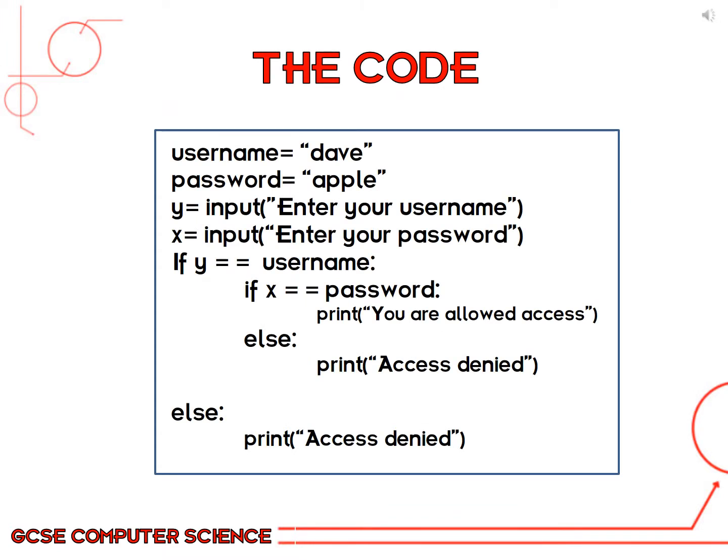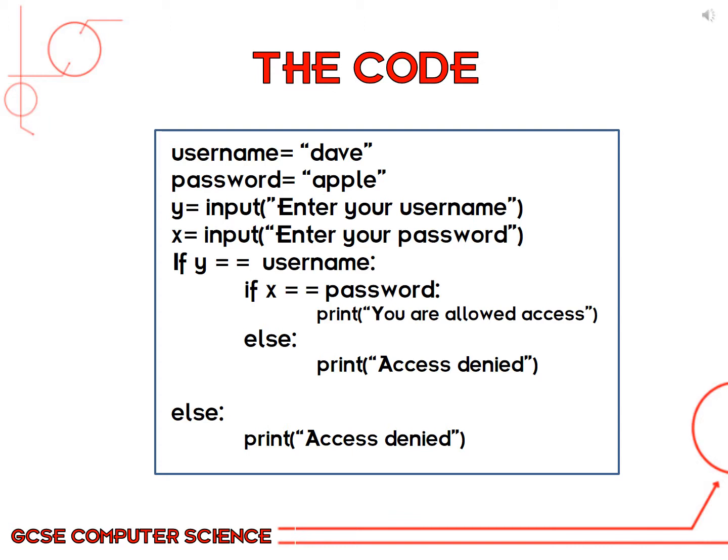So in this particular program, we've got a constant called username, equals Dave. That has been the value that I've set as that username. Then we've got a constant called password, and we've set that to Apple like we did previously. This time we're going to need two inputs from the user. So the user variable, you can call that whatever you want. In this case, I've just put Y. Then we're going to have X for the password.